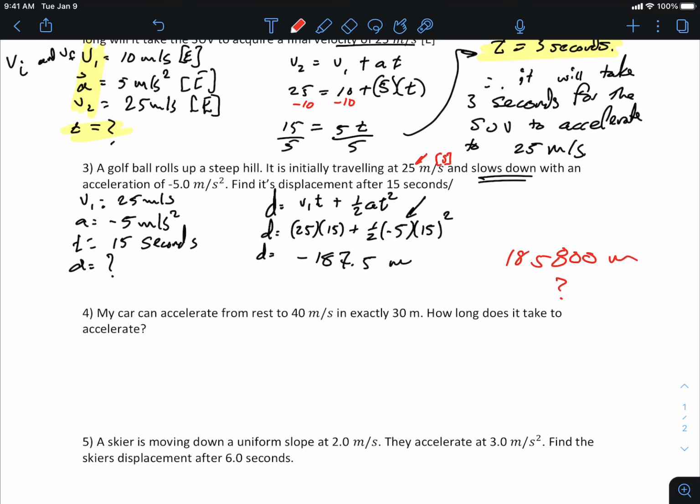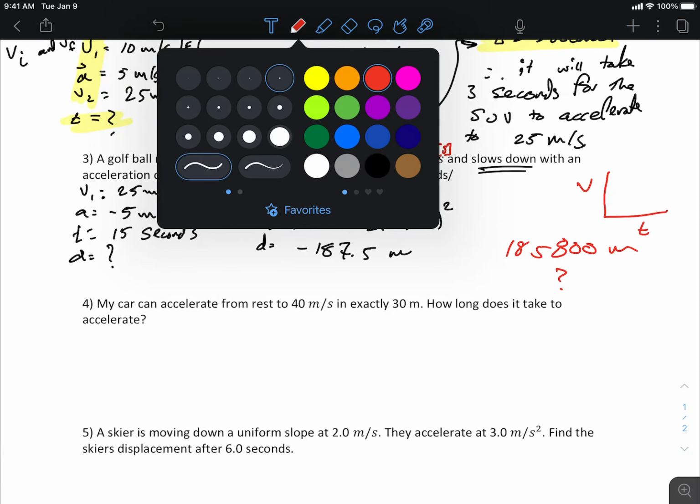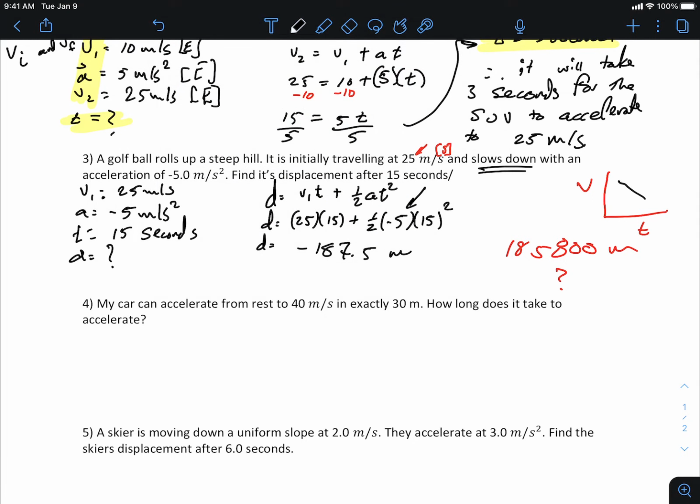Yeah, it would be decelerating, Megan. It's slowing down. Yeah, that's good. So yesterday, Megan, had we seen on the velocity time graph that the slope was negative, this implied deceleration. Oh, it is slowing down.